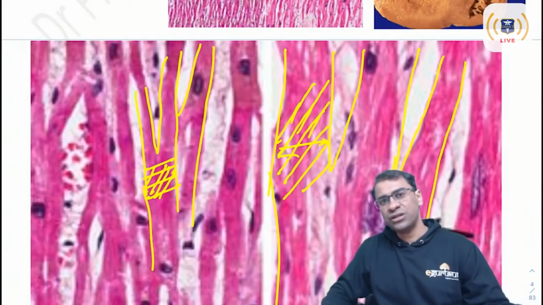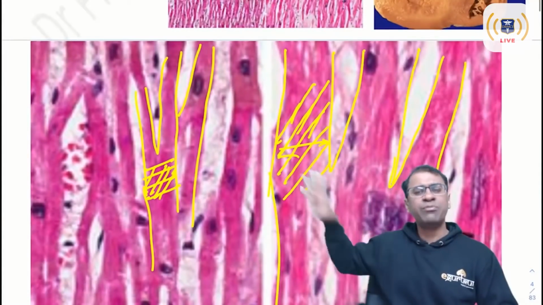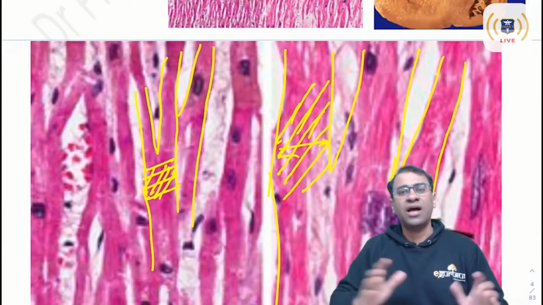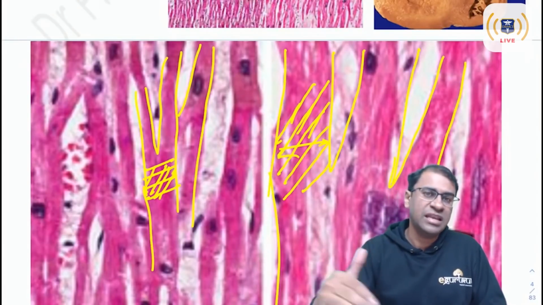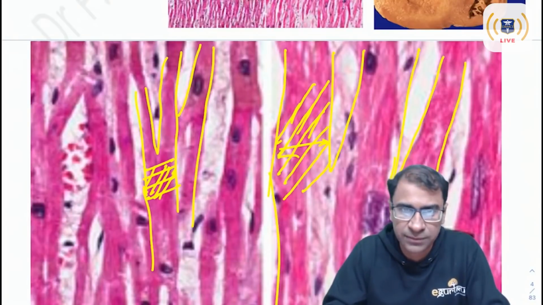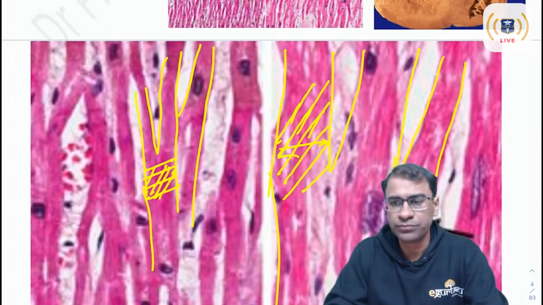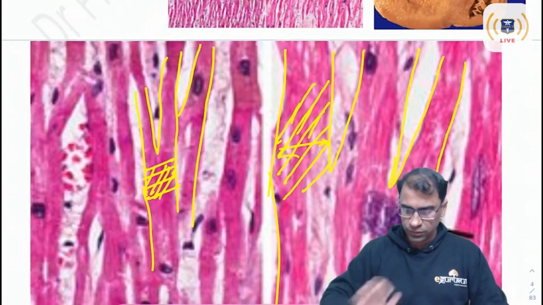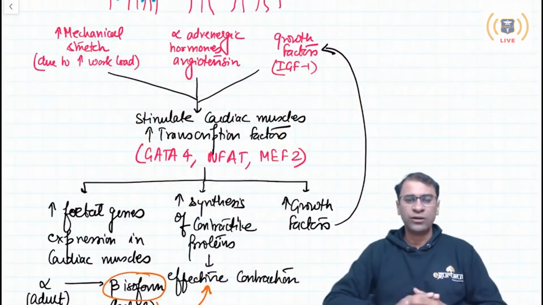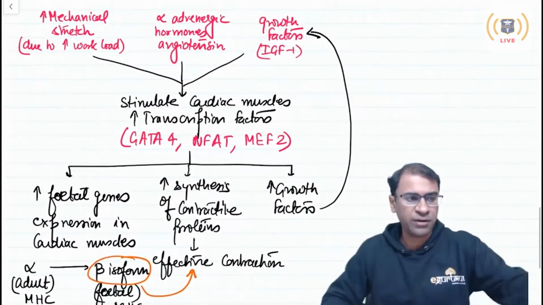If you treat hypertension, this may go back to normal. If you don't treat hypertension, this will keep on increasing and eventually the heart may fail. But that becomes a pathological change. We'll see that later in the upcoming topics. Okay, so this is the one that you must know. If you haven't written it, please write it down.